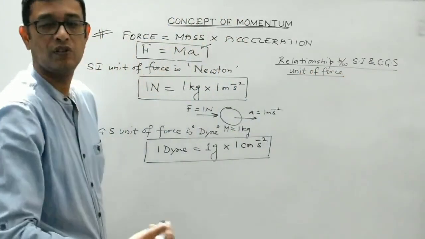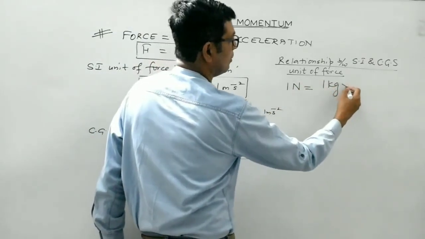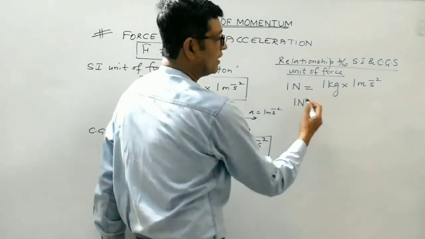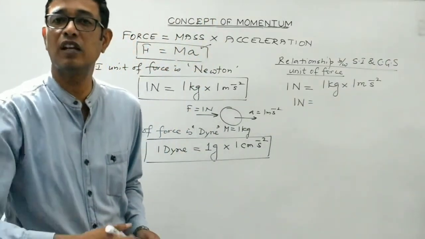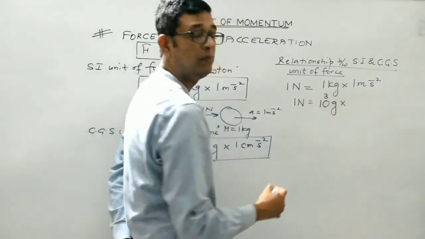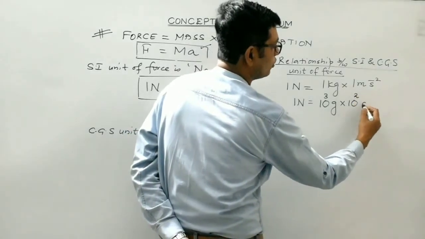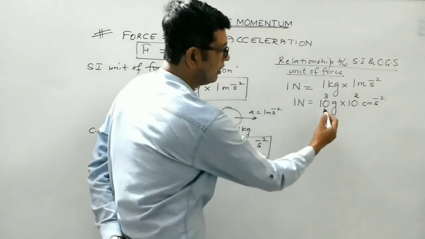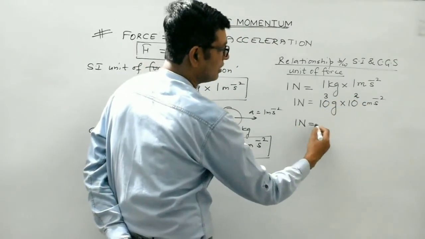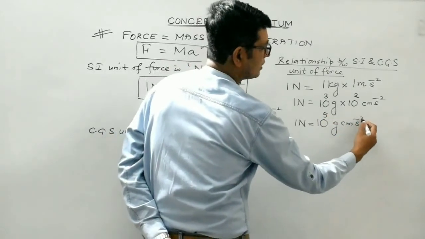So let's try to get the relationship. 1 Newton, just now we have discussed, is 1 kg multiplied by 1 meter per second square, right? 1 kg, as you are aware, students, is equal to 1000 grams. So it is equal to 10 raised to the power 3 gram. 1 meter is 100 centimeter. 100 centimeter means 10 raised to the power 2 centimeter per second square. Now if the base is same, then the powers get added up. So what you get is 1 Newton is 10 raised to the power 5 gram centimeter per second square.